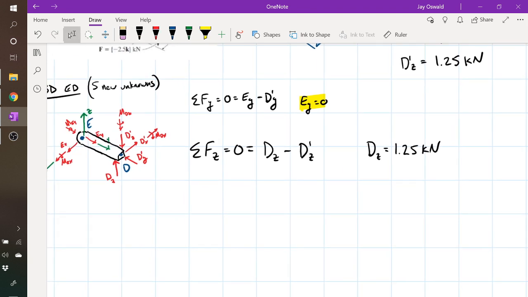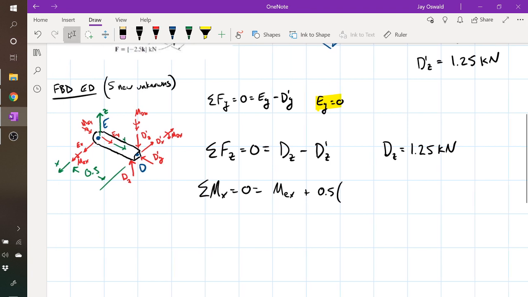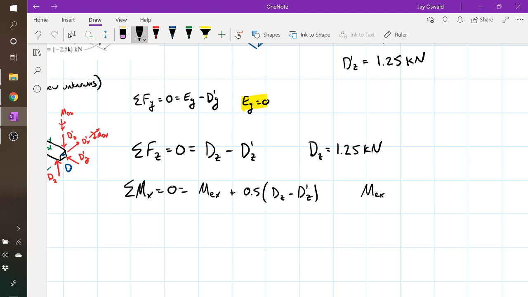But now, like you just said, we can do sum of moments about x is equal to 0, and that is going to be what? So that's going to be m ex. Well, wouldn't that just be 0? Yeah, right? And so we're going to get, not that the length matters here, you said this was 0.5? Right? So I'm going to get plus 0.5, and it's the same distance for both forces. So dz will be plus minus d prime z, but because dz and d prime z are equal to each other, this tells us that m ex is equal to 0.